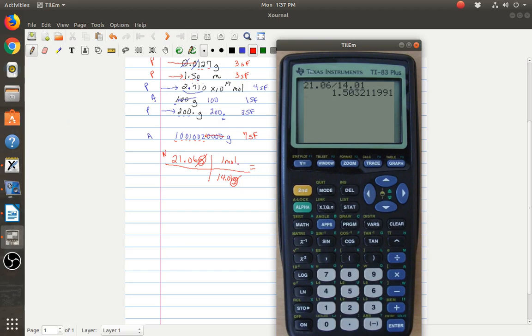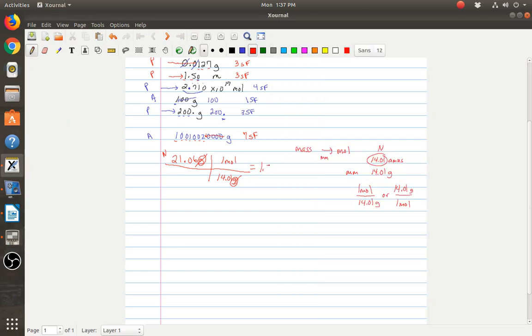1.50321. Okay? So 1.500321. Now I wrote more significant figures than I need, so now I have to check. You determine your significant figures by the measured value, which is this value here. This was a definition, what I got off the periodic chart, so it's not measured. This was measured, and it has a decimal place.